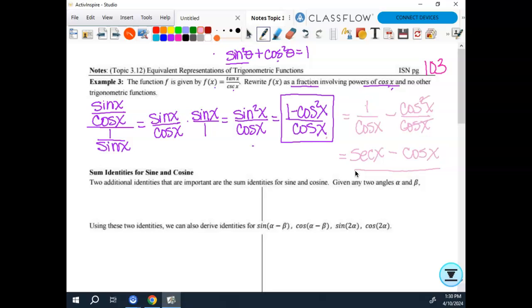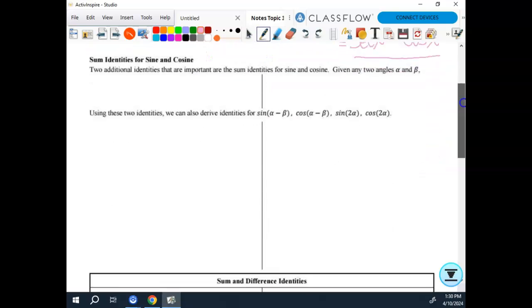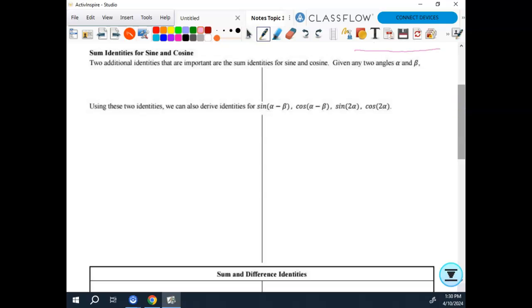What questions do you have? We all good? Okay. And this is going to come with more practice. We're going to look at a ton more examples tomorrow. But before we get there, we are going to look at another identity.